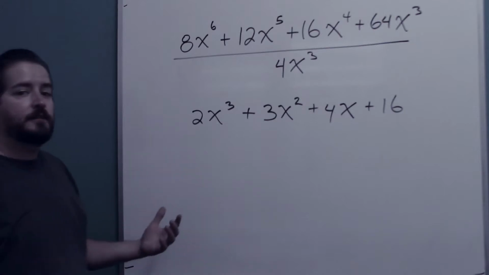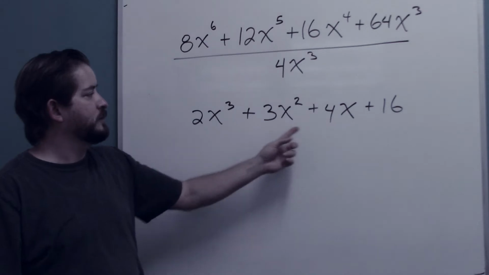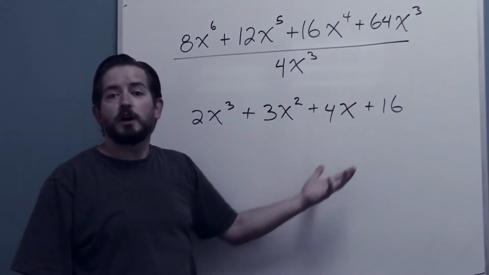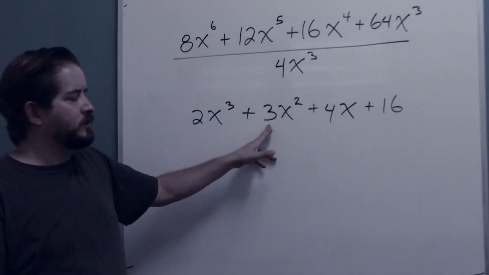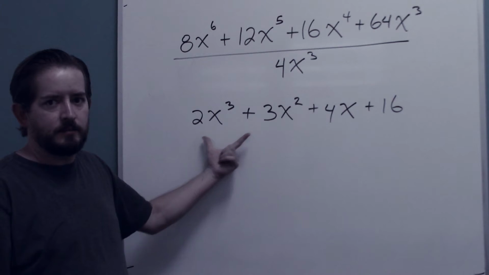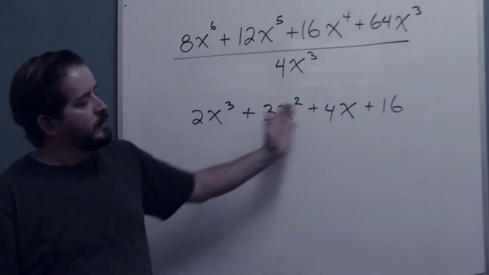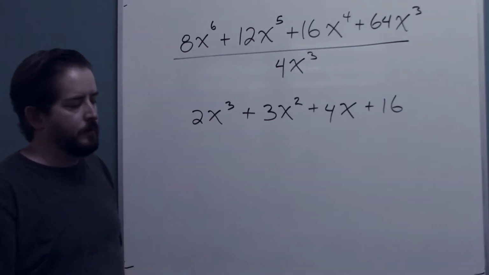I can check to see if that's the biggest possible thing that I could have factored out, because my numbers, 2, 3, 4, and 16, have no common factors, right? 2 is only divisible by 1 and 2. 3 is divisible by 1 and 3. So already I can't divide anything evenly that would go all the way through all of these. And that's it. That's my value.